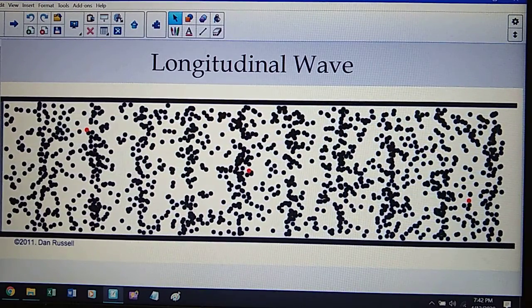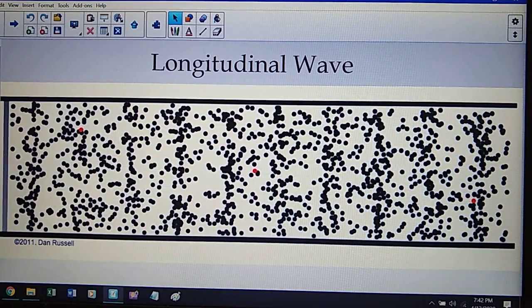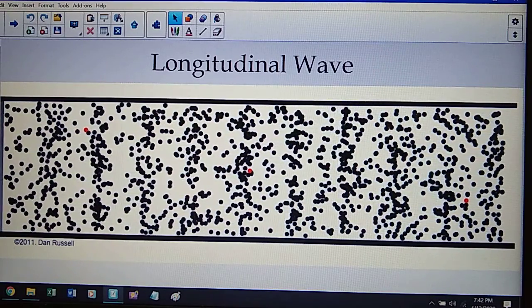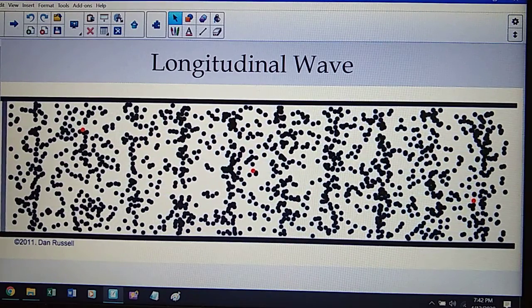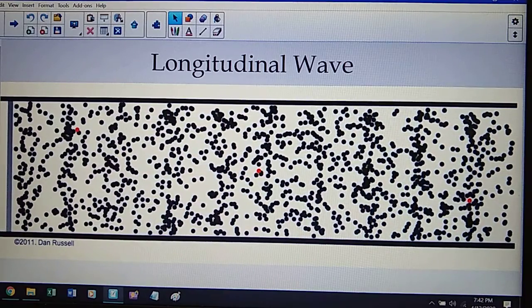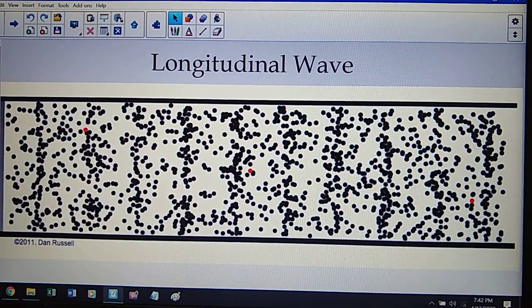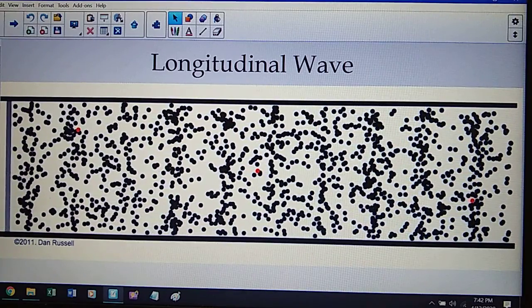Recall that a wave transfers energy, but not the actual particles, not the actual matter. So in longitudinal, it's parallel to motion. The particles vibrate back and forth. They don't go along with the whole wave, but the energy of the wave, the kinetic energy in this case, is transferred along the system.